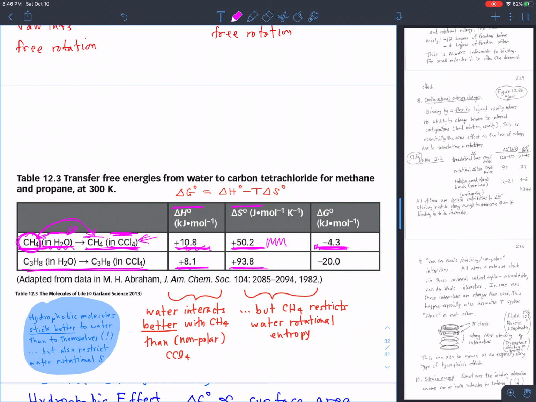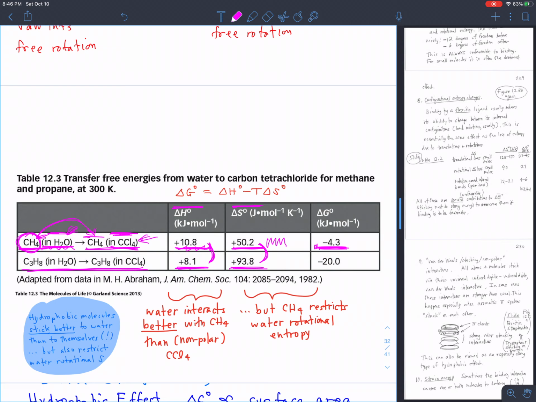But there's a great big increase in the number of quantum states or microstates available to the system, a great big increase in entropy. And notice that even though the sticking is about the same between those two, the increase in entropy is greater for the propane than it is for the methane.